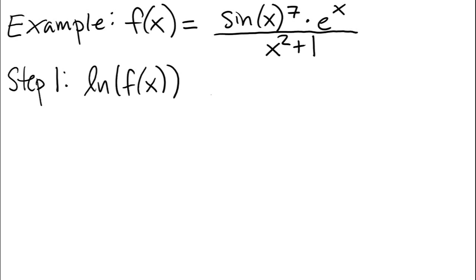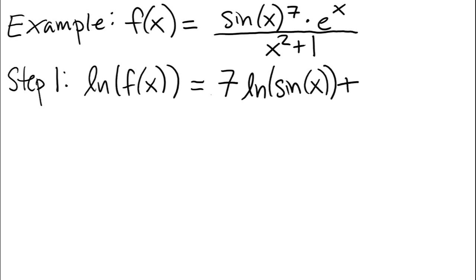Are you ready? This is what you should have gotten. 7 times the natural log of sine x plus the natural log of e to the x, which is just x, and then minus the natural log of the denominator, x squared plus 1. If you need a little reviewer about log rules, that's okay. We're going to talk about them in depth in the next video. We're ready to move on to step 2.